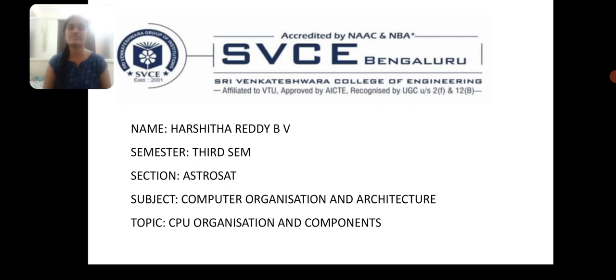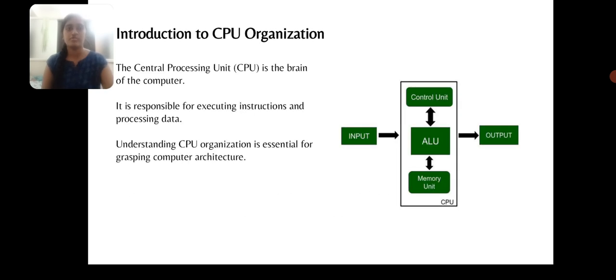Today's subject is Computer Organization and Architecture and the topic is CPU organization and components. Introduction to CPU organization. The central processing unit, CPU, is the brain of the computer and it is responsible for executing instructions and processing data. Understanding the CPU organization is essential for grasping computer architecture.